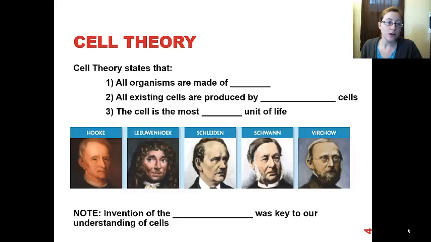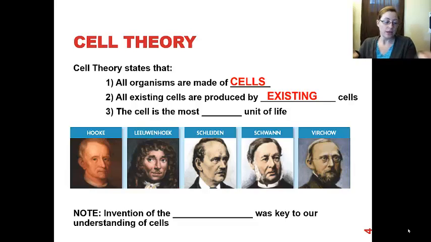So in starting to talk about cells, we need to look at history, and basically what happened was there were a number of experiments that were conducted, and from this came out the cell theory, and that is one, that all organisms are made of cells. So in order to be considered living, you have to have cells. Next is that all existing cells come from other existing cells.